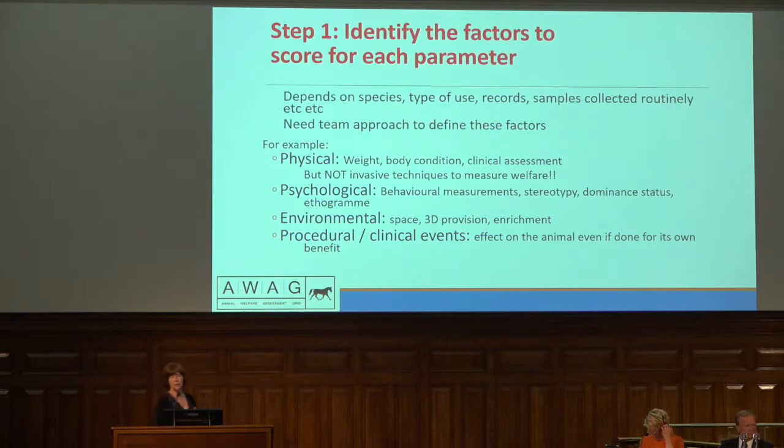On the psychological axis, we can do behavioural measurements, look at incidents of stereotypy, dominant status, use a behavioural ethogram, these sorts of things. And for the environment, you can consider the amount of space available, the level of three-dimensional activity, what the animal can do, what level of enrichment is provided. Depends very much on the species you're working with. And then for the procedural events, think about the effect on the animal, even if you are doing it for the animal's benefit. The animal doesn't know that. It's not giving you consent. It's not understanding that this pain and suffering it's going through is because then my leg's going to get better and I can run around. No one explained that to it.